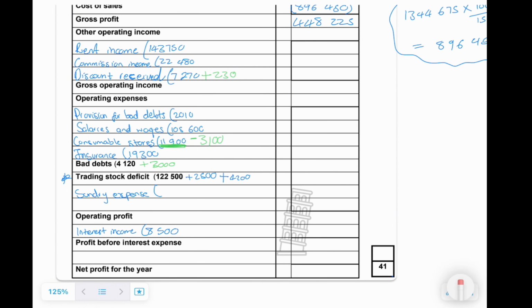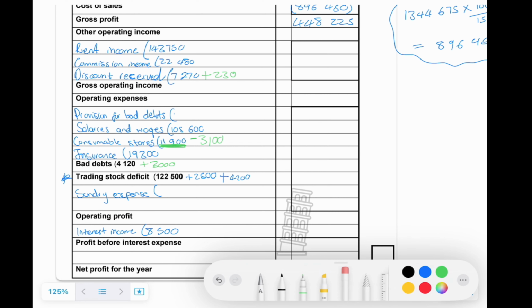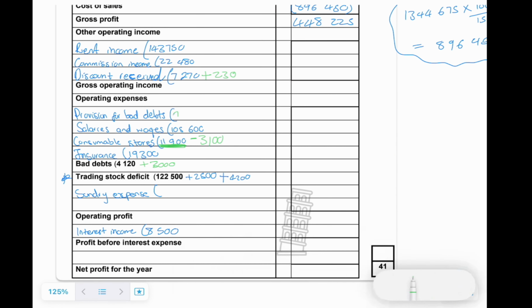Okay, so our adjustment has to be 2,465 minus 2010, and you will get your 455. So this is the expense that we have to add.